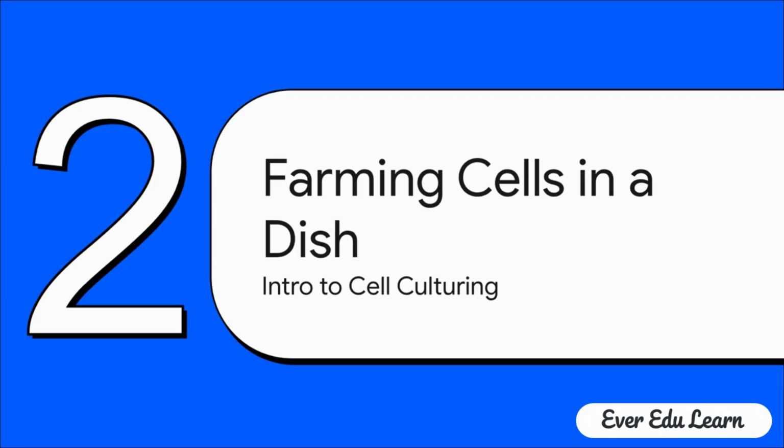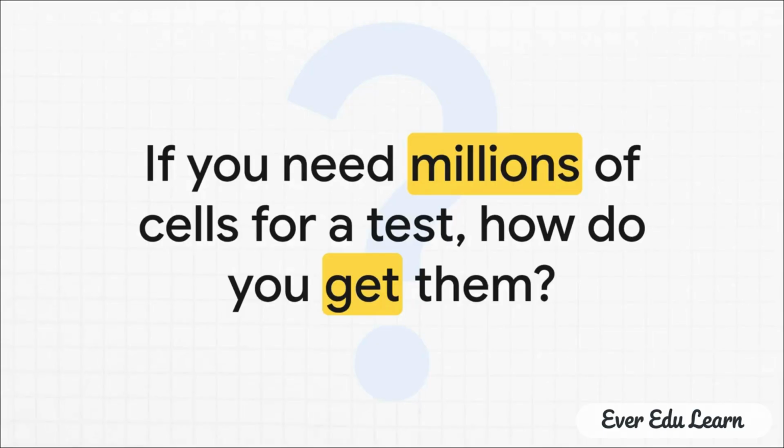Okay, so, great. Now we can see a cell. But what happens when your experiment needs not one cell, but thousands or even millions of them? You can't just go find them one by one. You need a way to make more. This is the next huge problem to solve. How do you get a big, reliable supply of the exact kind of cells you need to study? Well, the answer is kind of weirdly agricultural.